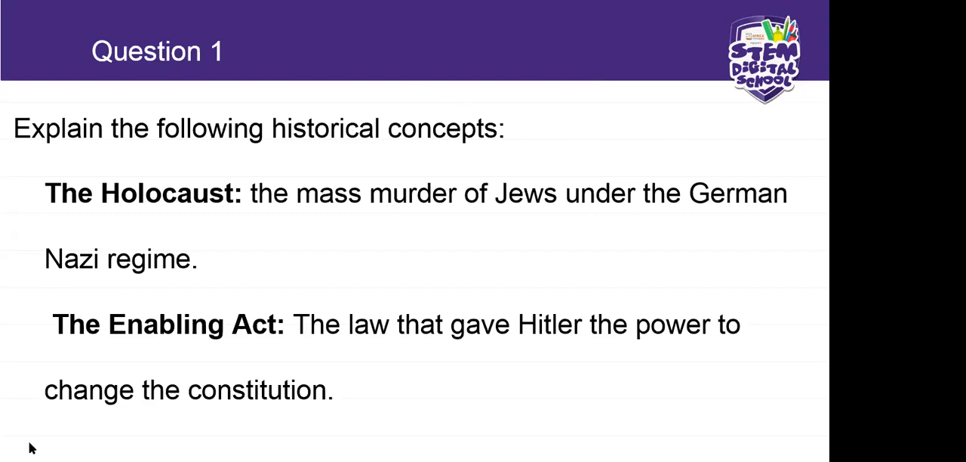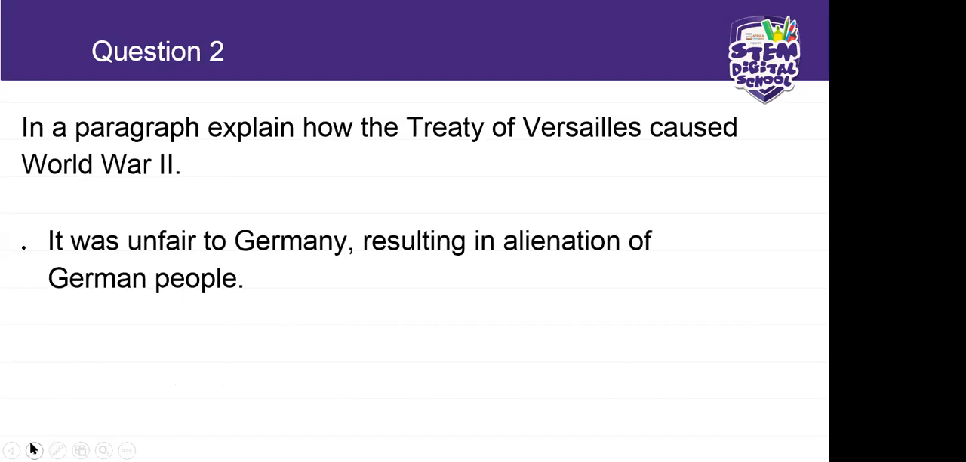Okay, let's move on to question 2 so that we don't waste time. The question for number 2: in a paragraph, explain how the Treaty of Versailles caused World War II. Which answers did you come up with? So remember, in history, you have to follow the instruction of the question. When they say write a paragraph, it should be a paragraph. Are we together? So my answer, I just put in point form there. You were supposed to write something related to that. It was unfair to Germany, resulting in alienation of the German people. Sorry about that. So your answer must be related to that for question 2.